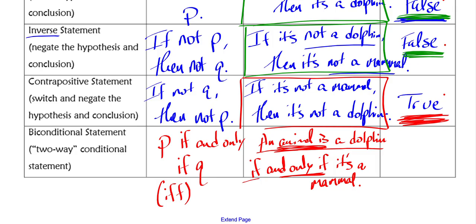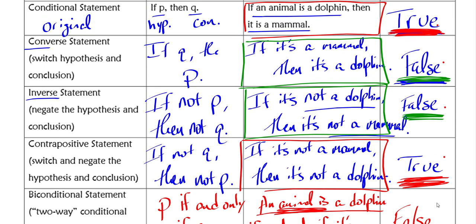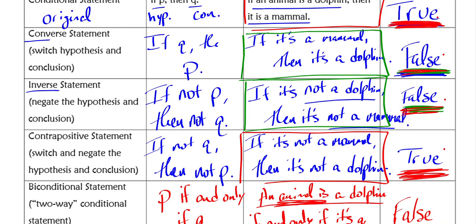That part of this statement is true. It has to be a mammal for it to be a dolphin. But overall, that statement is false because not all mammals are dolphins. We could have told that before just reading this part. If any part of this is false, if any of these four are false, then the biconditional can't be true.